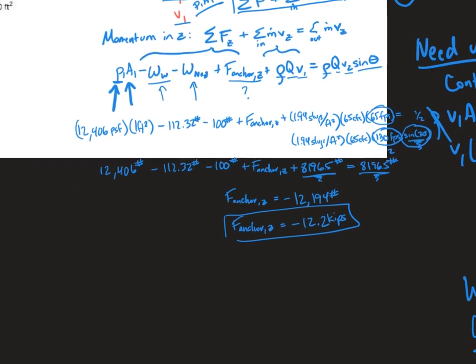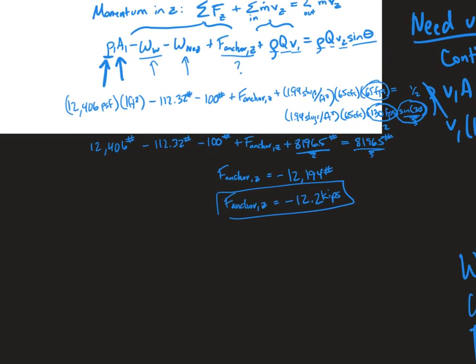And just for fun, we don't really have to do this, but I did it on the sheet. Obviously you weren't graded on this, but the momentum in X would look like this. Sum of the forces in the X equals the sum of m dot vx. This is going to be out, sorry, that's going to be in, that's going to be out, and this will be in.